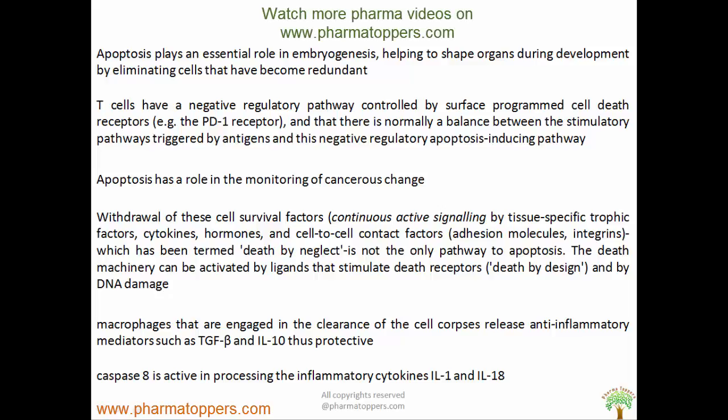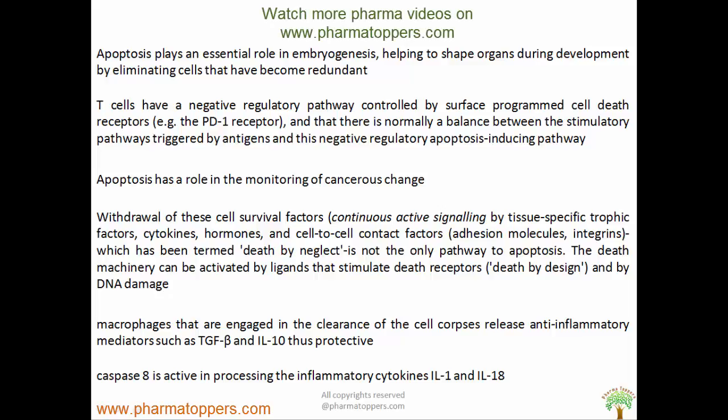A disturbance in this balance is seen in autoimmune disorders, in the exhaustion of T cells in chronic viral disorders like HIV, and also in tumors which escape from immune destruction. Apoptosis was found to play a role in monitoring cancer change because it acts as a front line defense against mutations, purging cells with abnormal DNA that could be malignant.